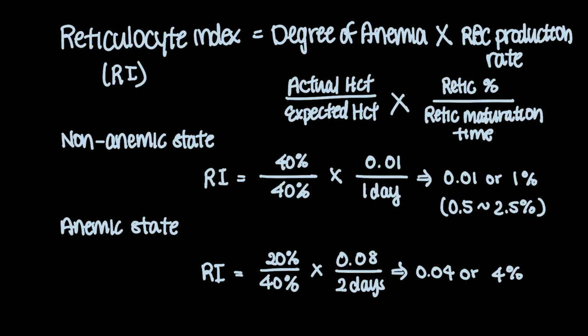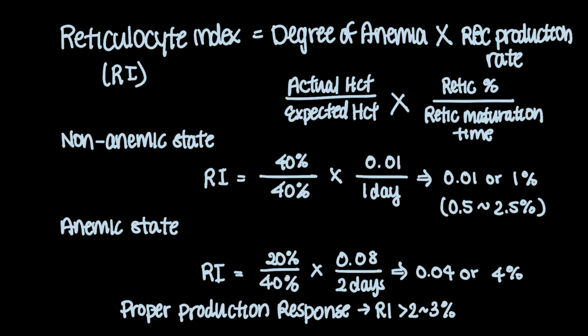Now, if you were to try to evaluate whether or not this is an appropriate response to the state of anemia, if the reticulocyte index is above 2 to 3%, then that means that there is not a production issue going on. And just for some context, the reticulocyte index can go as high as about 8%. So I went through all of that calculation pretty quickly, so I just wanted to go over it one more time of the anemic individual.